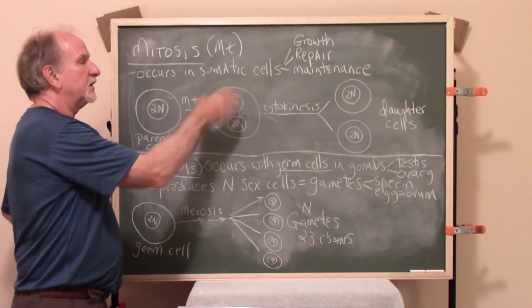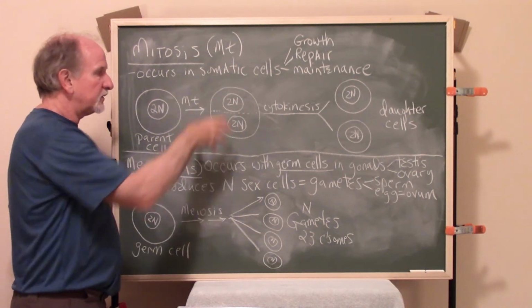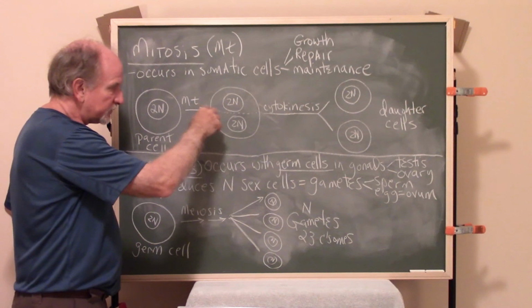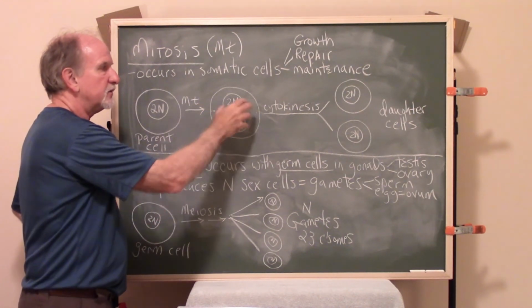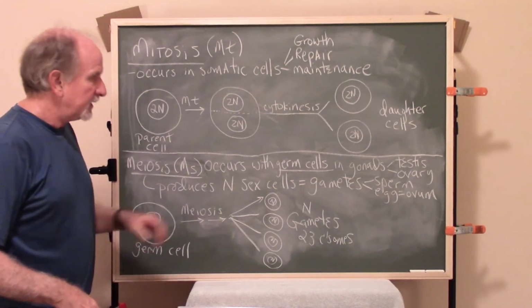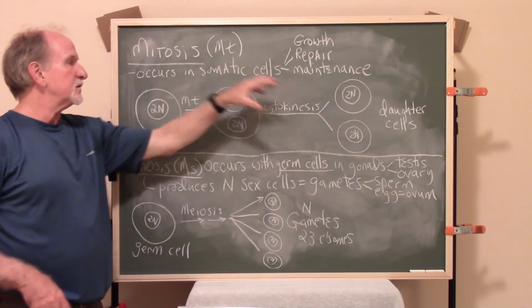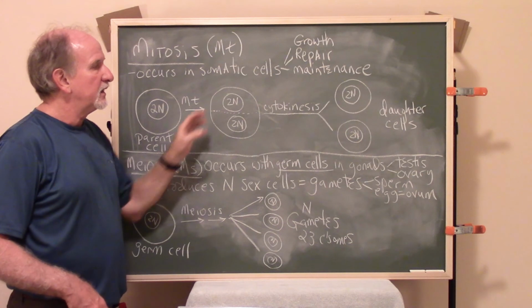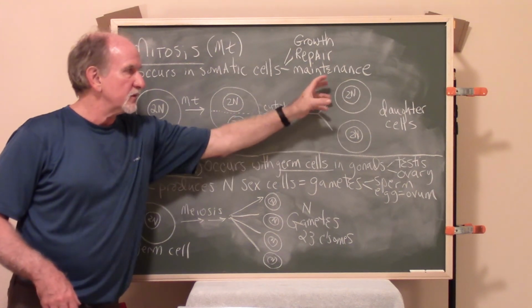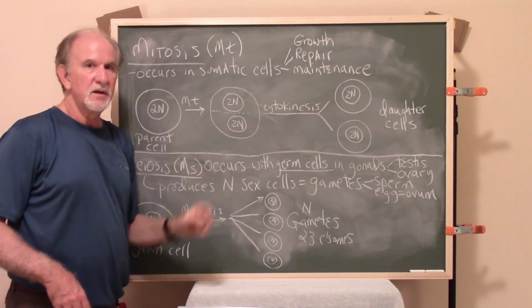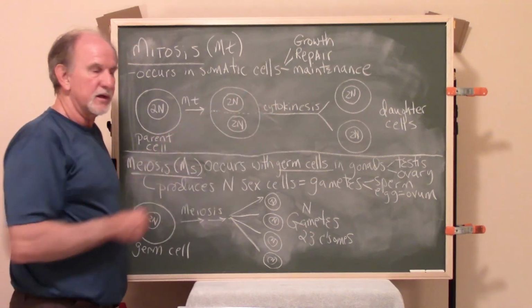And now the cell with two nuclei will divide in half by a process known as cytokinesis into two diploid cells, each with the same number of chromosomes as the original parent nucleus. And the two cells that result from mitosis are referred to as daughter cells.